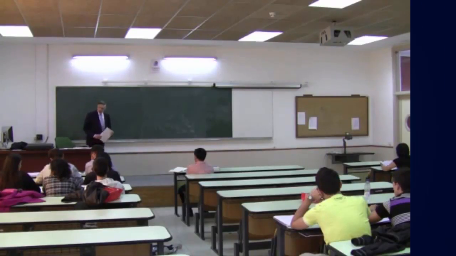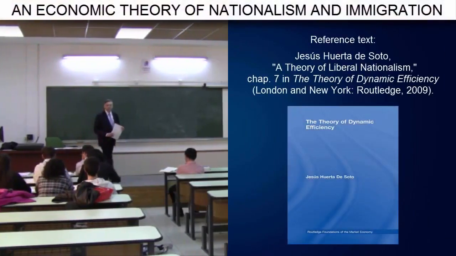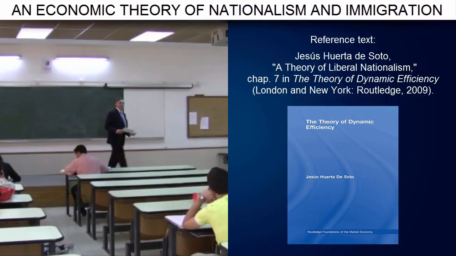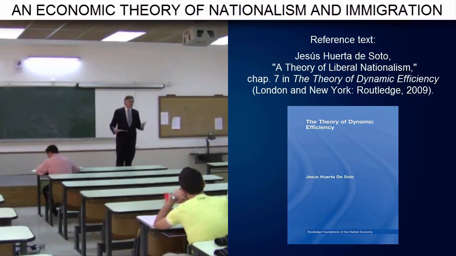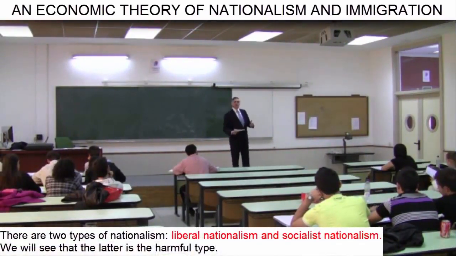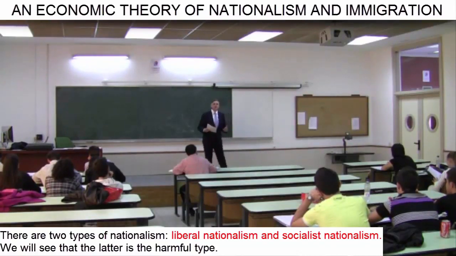Now we come to lesson 67, which is titled An Economic Theory of Nationalism and Immigration. I am particularly fond of this topic because, dear students, I am a nationalist. You see, there are two different types of nationalism, the liberal or libertarian type and the socialist type.